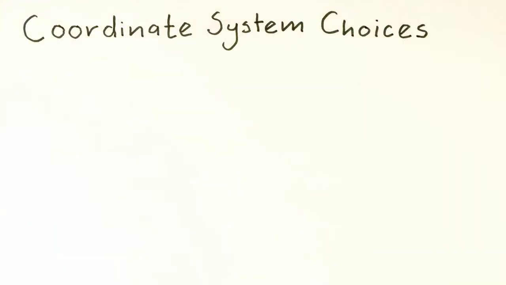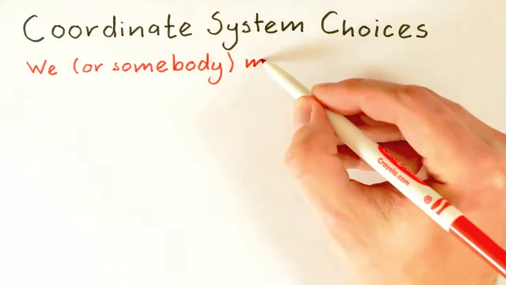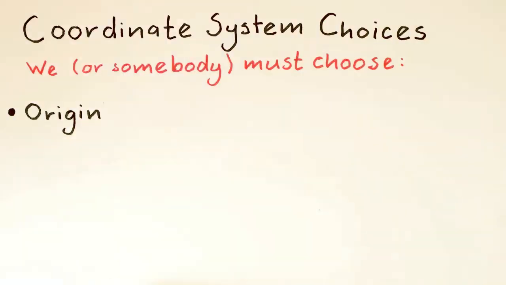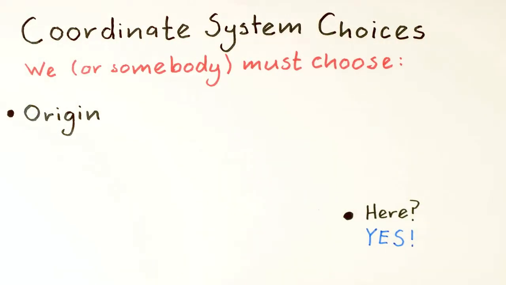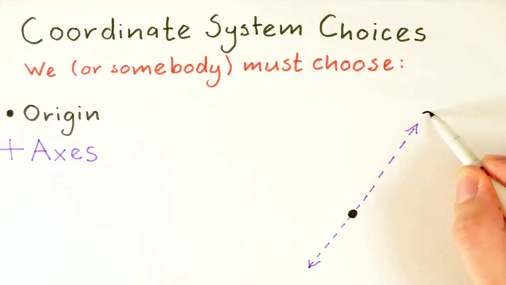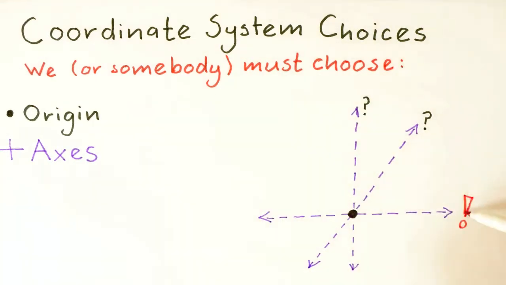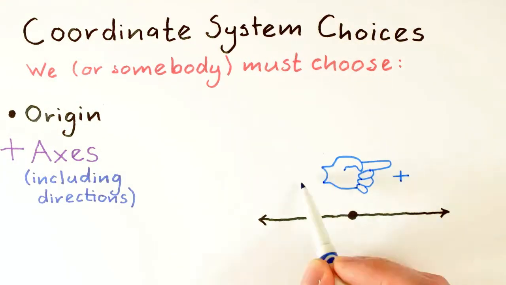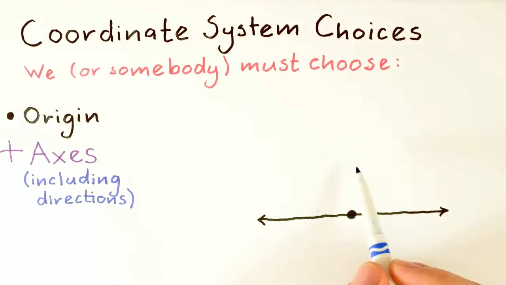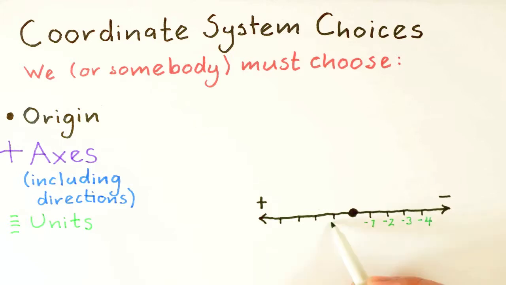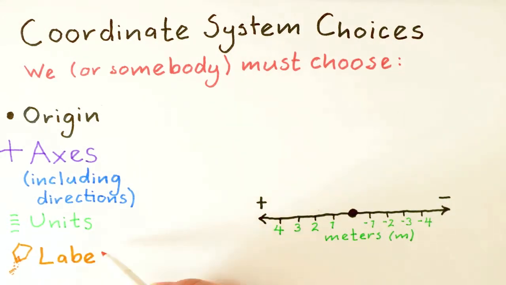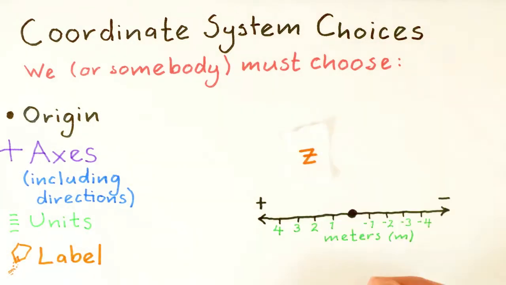Choices must be made up front before we can use a Cartesian coordinate system. We need to specify the origin of our coordinate system. We need to decide the axis orientation, including deciding the positive and negative directions along each axis. We need to choose a good set of units for the situation we're studying. Finally, we are free to label the axis as we like, either using standard labels or something else that is appropriate.